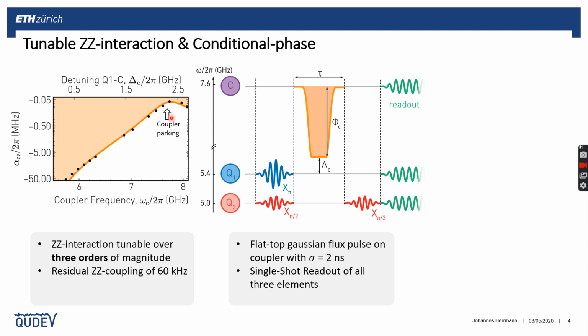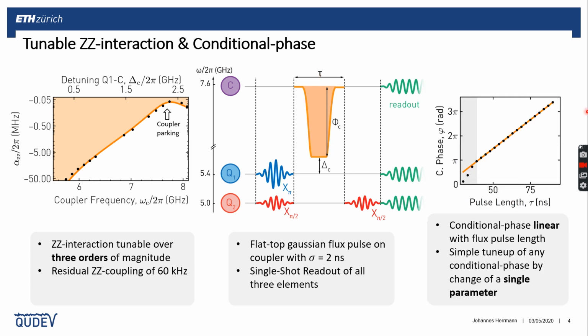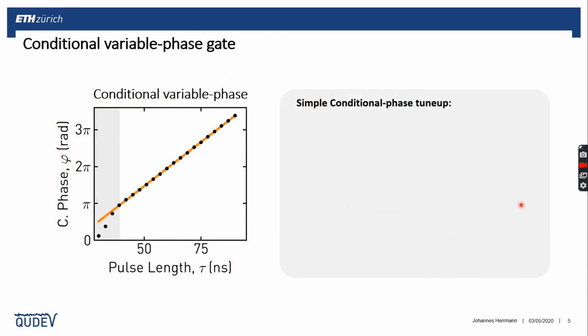And how do we now implement our gate? So we will park our coupler at exactly this frequency here. Then we will pulse it down to the qubits and then activate a ZZ interaction between them. And then we will sweep our time tau and measure the conditional phase and then tune up the desired phase angle. And this we can see here on the right hand side, where we sweep the pulse length and record the conditional phase, and we can see a nicely linear dependence. That's also what we would expect. And since now the conditional phase only depends on a single parameter, the tune-up of such a gate is rather simple.